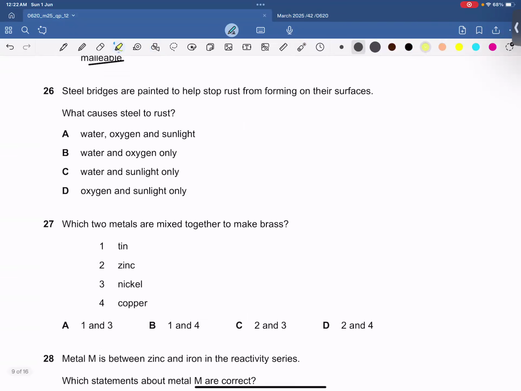Question 26. Steel bridges are painted to help stop rust from forming on their surfaces. What causes steel to rust? Rusting is triggered because of three basic components. The first one is oxygen in air. The second one is moisture, that is water. And the third one is salt.